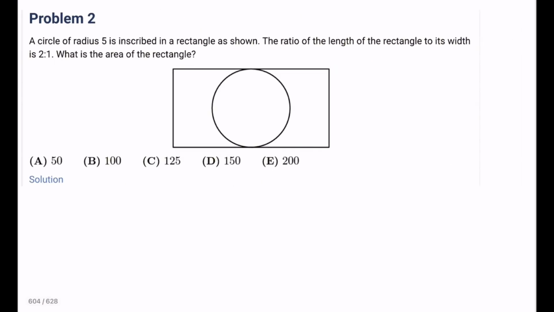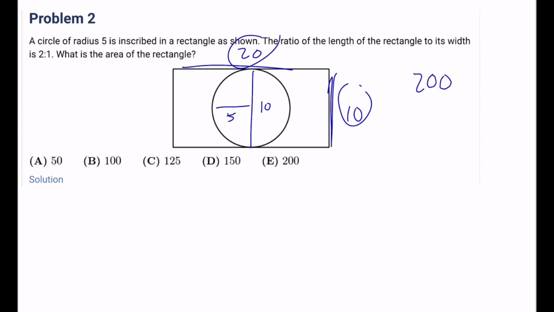Number 2, a circle of radius 5 is inscribed in a rectangle as shown. So this is radius 5. That means this much, the whole thing, is 10. And the ratio of the length of the rectangle to its width is 2 to 1. So that means this is 2 to 1. But then since this is 10, that means this is 10, and so this is 20. And as far as the area, that's just 200 because it's 20 times 10. So that's the answer. It's E.